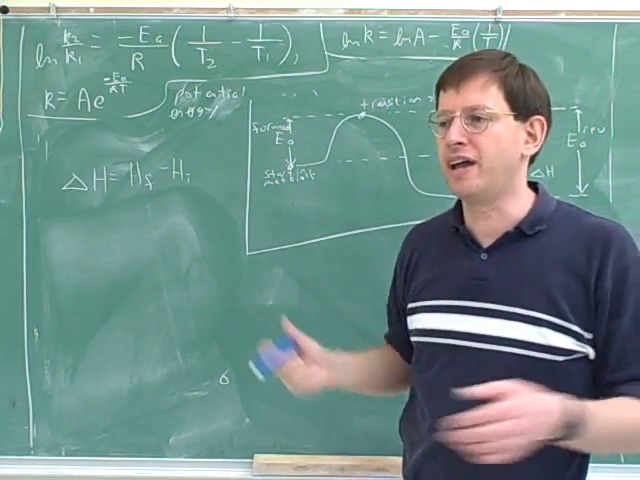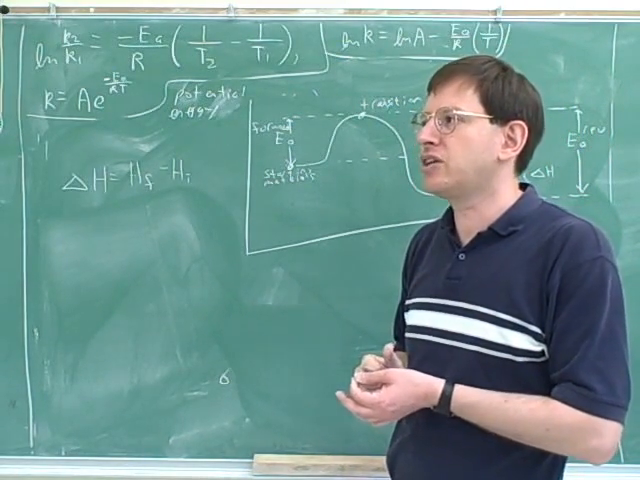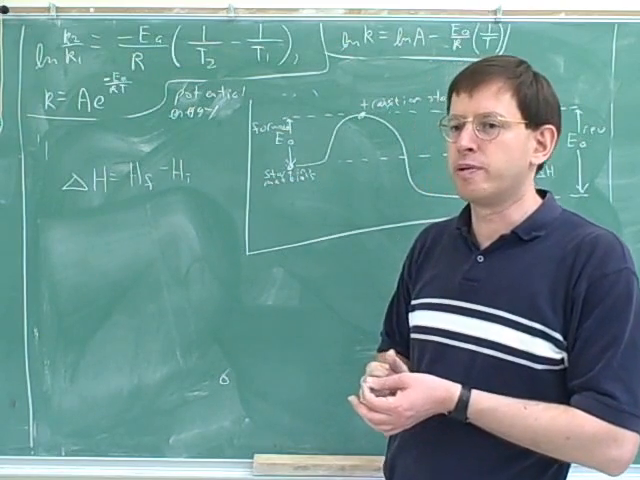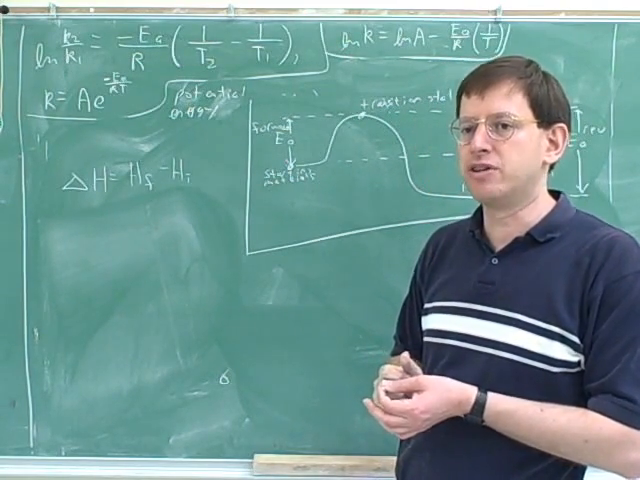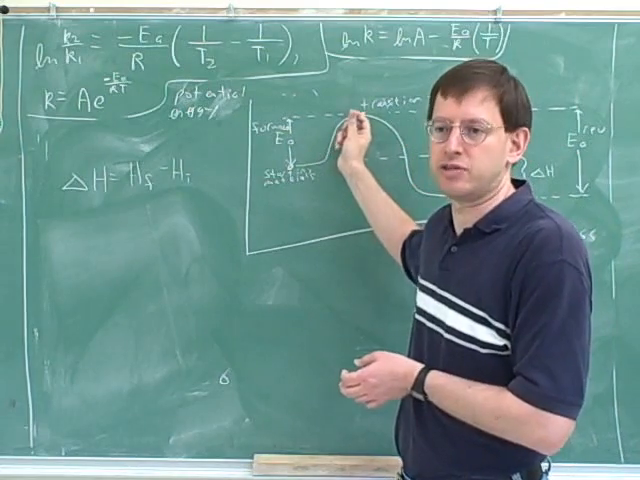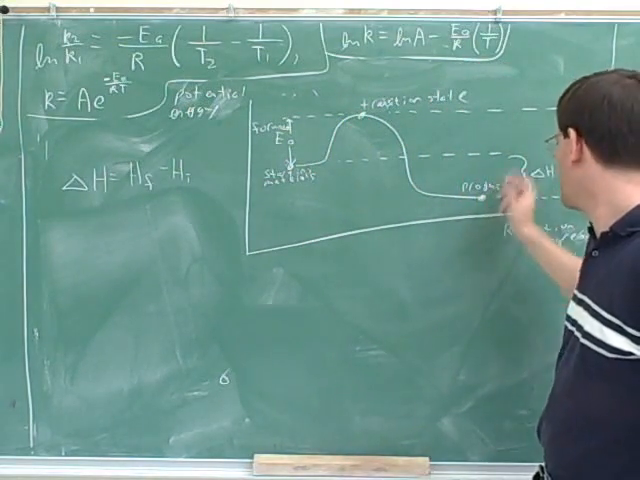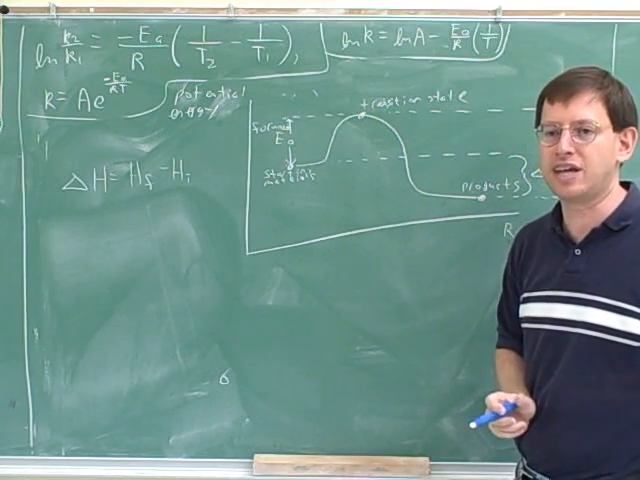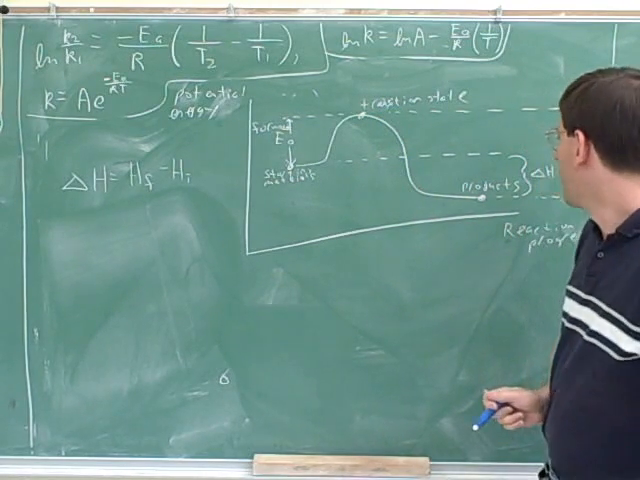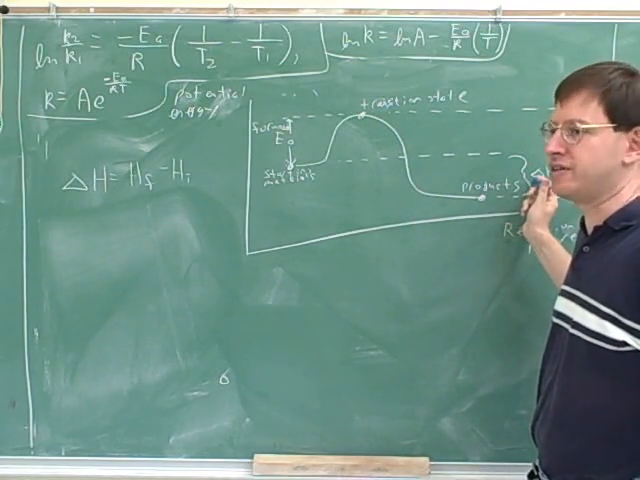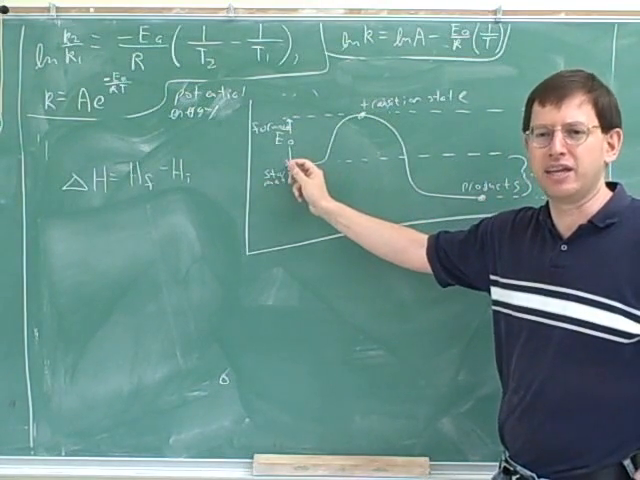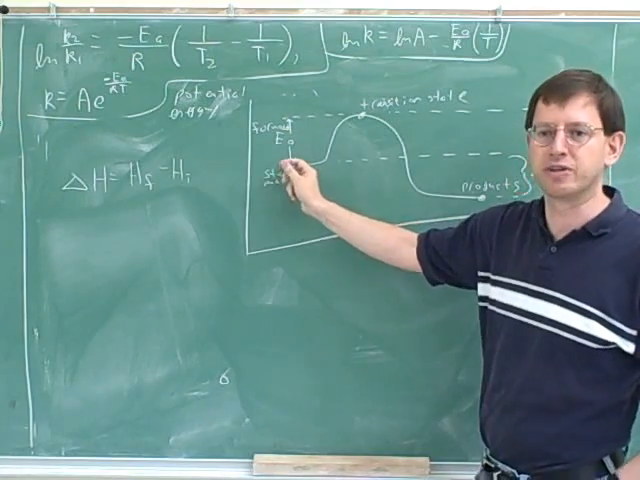So here's another good way to define the activation energy. The activation energy is how much energy it takes to get up to the transition state. In the forward reaction, the activation energy is how much energy it takes to go from the starting material to the transition state. And in the reverse reaction, the activation energy is how much energy it takes to go from the products to the transition state. Whereas delta H does not involve the transition state at all. Delta H just compares the final products and the initial starting materials.